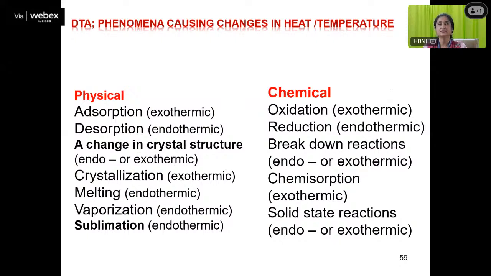Now the phenomena causing changes: what can be the different physical or chemical phenomena which can cause a change in heat or temperature? Some physical parameters may be adsorption, disruption, or change in crystal structure, crystallization, melting, vaporization or sublimation. A chemical change can be oxidation, reduction, breakdown reaction, chemisubstitution or solid state reaction. So these can be the types of reaction, though it is not limited to this list; there can be many others also, but I have listed a few common things here.